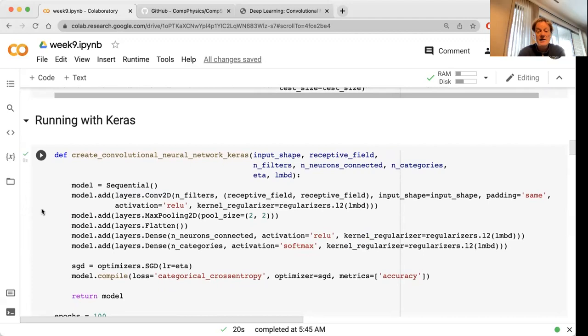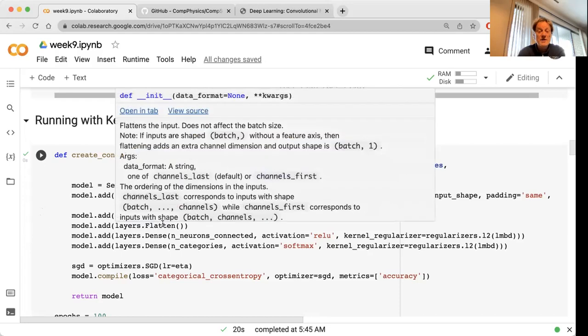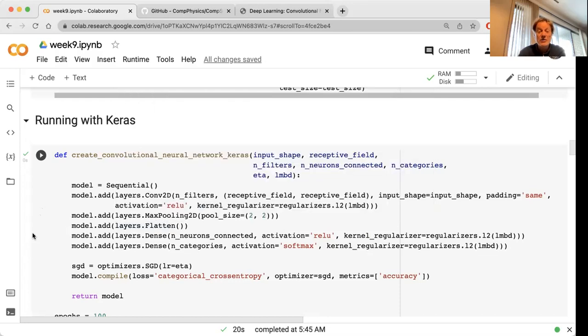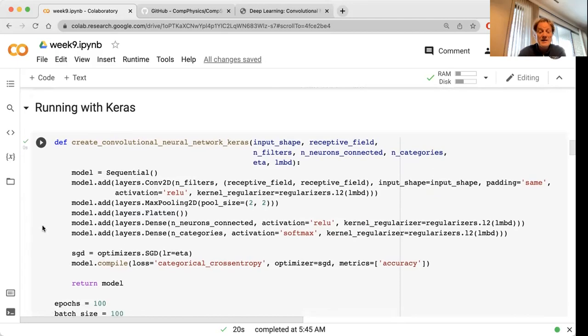Then I can add a pooling layer where I can define the pooling size. You can flatten this. Flatten means you take the output from the pooling layer, and this flattens the input without affecting the batch size. It means you transform what you had as a matrix into a one-dimensional vector. You can add layers, and one of the things you can do then is simply add a simple feed-forward neural network if you want to.